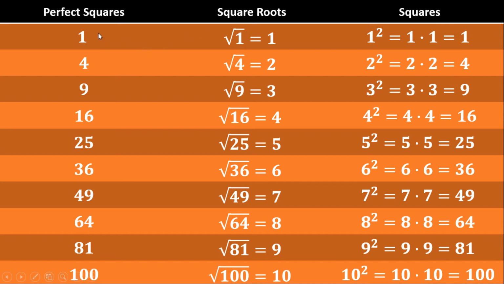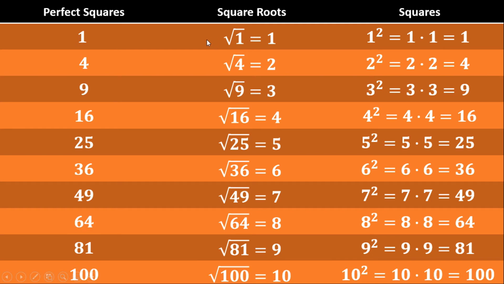So we have here the perfect squares from 1 to 100. We have 1, 4, 9, 16, 25, 36, 49, 64, 81, and 100. Now, for their square roots, why are they considered perfect squares? It is because when we get the square roots of these perfect squares, the answer is an exact whole number.